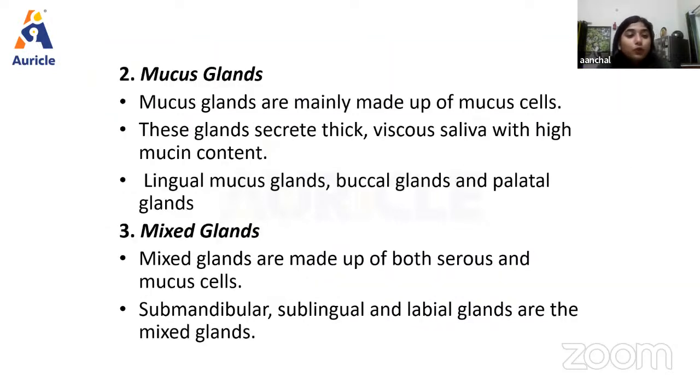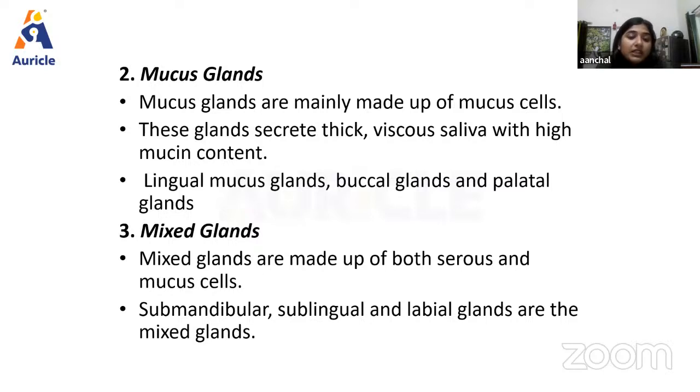Then next we have mucus glands. Mucus glands are mainly made up of mucus cells. These glands secrete thick, viscous saliva with high mucin content. So the secretion contributed by the mucus gland is very thick. Lingual mucus glands, buccal glands, and palatal glands are examples of mucus glands.